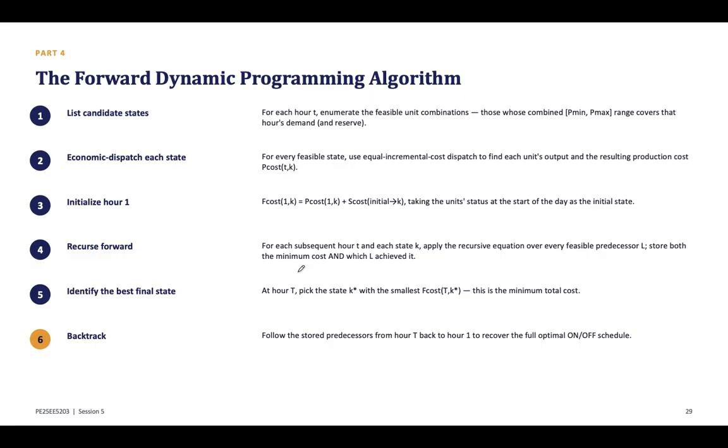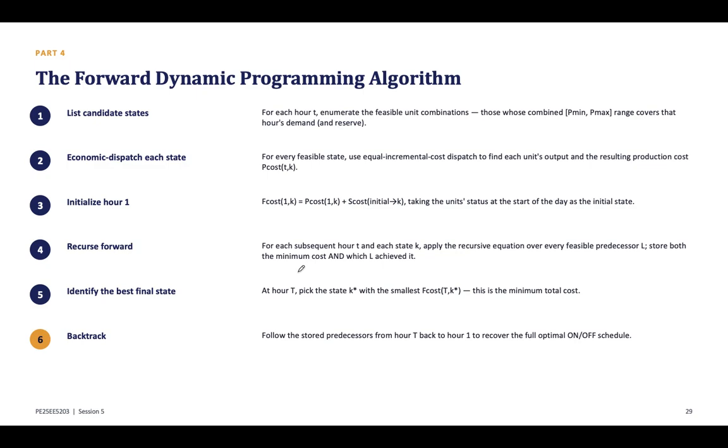At hour 1, the known initial condition acts as a predecessor. Startup costs are added for the units that are initially off and become on. At each later hour, every target state is compared against its feasible predecessors. The minimum cumulative cost and the identity of the predecessor that produces it are stored. After the final hour is processed, the state with the lowest cumulative cost is selected. The predecessor pointers are then followed backward. The forward pass computes the cost, the backward pass recovers the actual schedule.